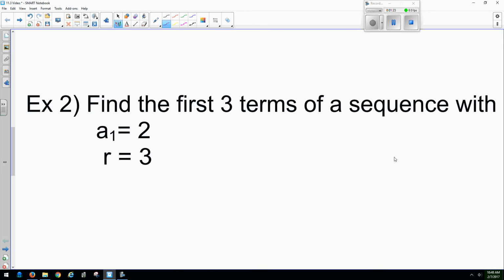So here's an example. We have to find the first 3 terms. For this one, we actually don't need the formula. We can just write it out. So our first term is given to us. That's 2. Our common ratio is 3. So we're just going to multiply 2 times 3 to get to the next number. And then we're going to take the 6 and multiply that by 3 to get to the last number of this sequence.